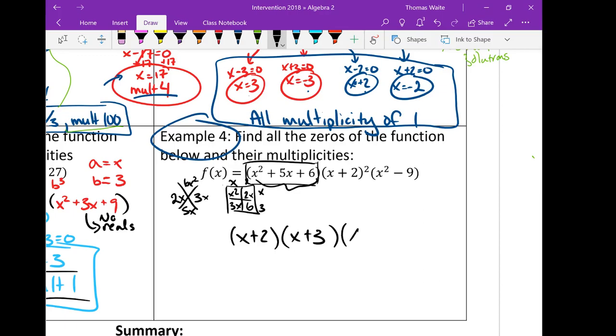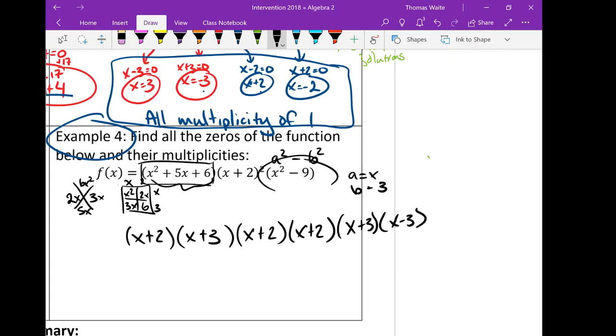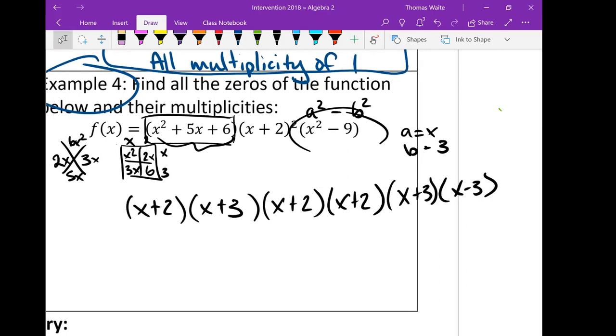This next one is just x plus 2 times itself twice. And then this last one, I see that's a difference of squares: a squared minus b squared, where a is equal to x and b is equal to 3. So that's going to give me x plus 3, x minus 3. This is why it was nice to factor it all the way out first. I find that I get some repeats in here, right? I have x plus 2, x plus 2, x plus 2. That shows up 3 times.